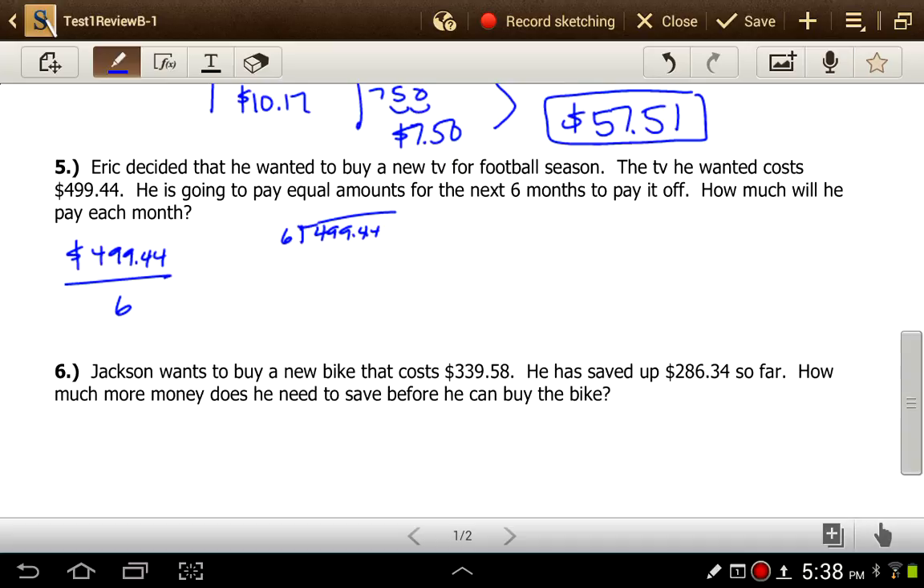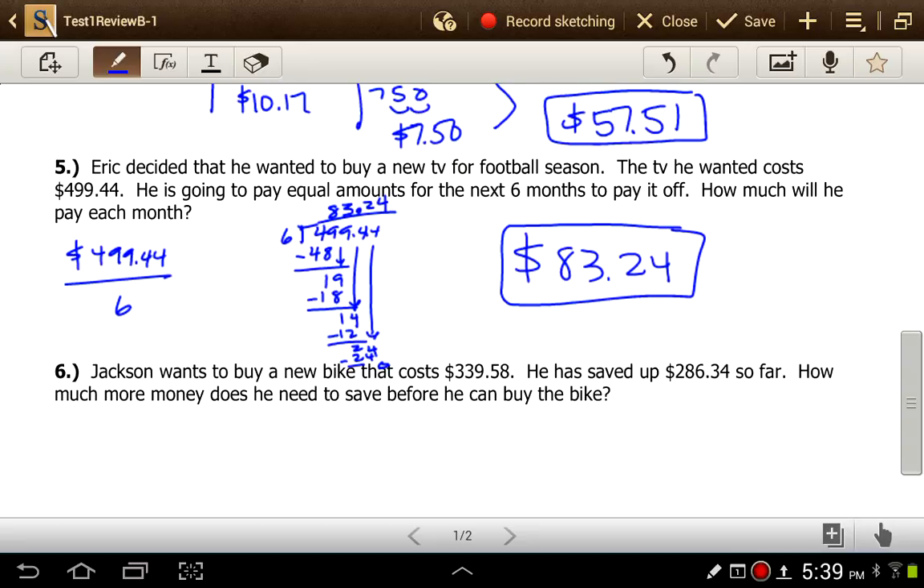6 does not go into 4, but it goes into 49 8 times. Make that an 8, and make that 48. I subtract, I get a 1, bring down the 9 to make it 19. 6 goes into 19 3 times. That's 18. Put the 18, I subtract, I get a 1. Bring down the 4 for 14. Don't forget to move my decimal point up. 6 goes into 14 twice. That is 12. I subtract, I get 2. Bring down the other 4 to make it 24. 6 goes into 24 4 times. That is 24, so I am done. So my final answer is $83.24.